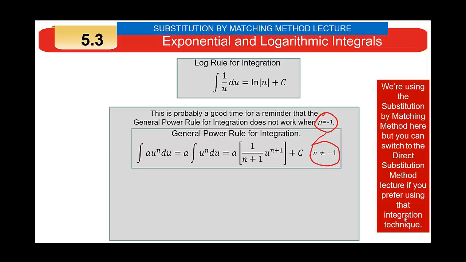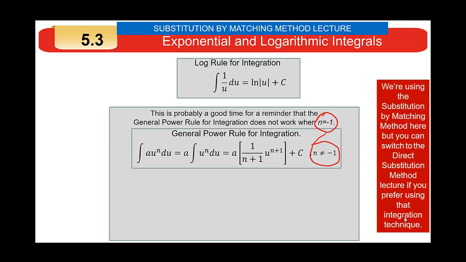I do want to mention one other thing that's maybe a minor point, but it does need to be mentioned. Going all the way back to the general power rule for integration, we learned that to integrate u to the n, you increase the exponent by 1 and then multiply by 1 over that increased exponent on the outside.